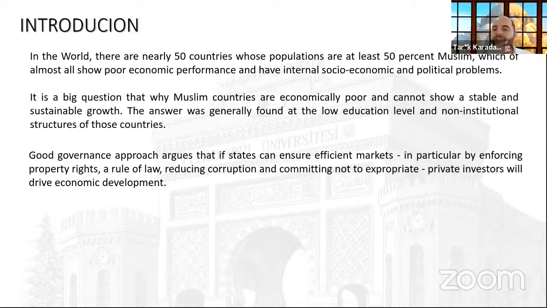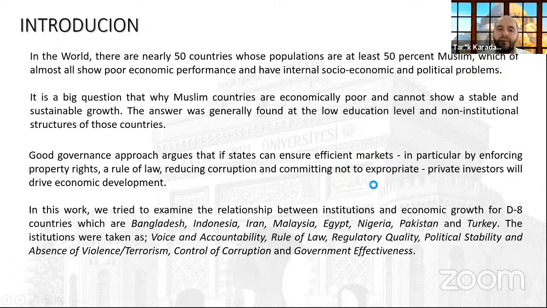So in this work, we try to examine the relationship between institutions and economic growth for 8 countries. Those are Bangladesh, Indonesia, Iran, Malaysia, Egypt, Nigeria, Pakistan, and Turkey. The institutions were taken as voice and accountability, rule of law, regulatory quality, political stability and absence of violence or terrorism, control of corruption, and government effectiveness.